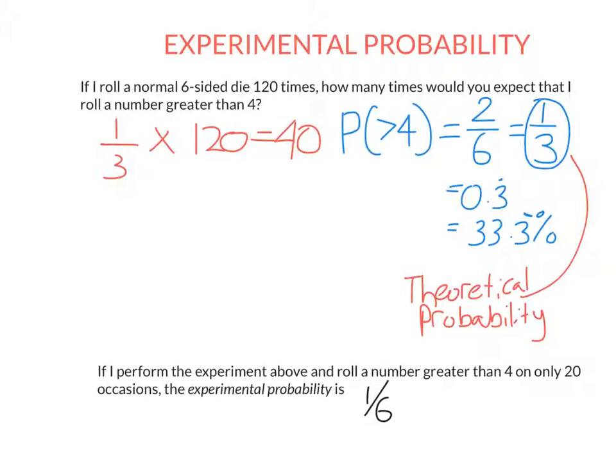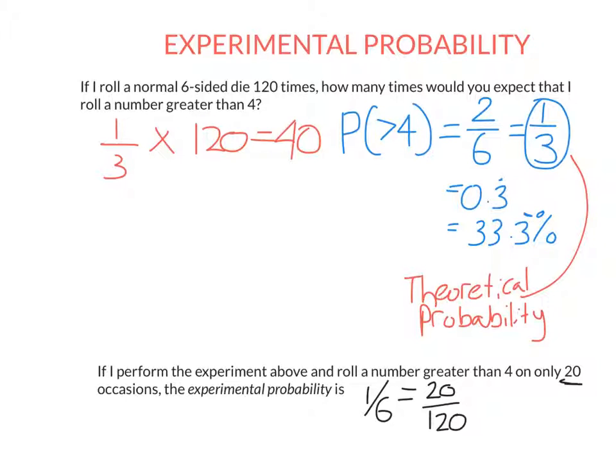So let's say I actually did roll the die 120 times and got a number greater than 4 on only 20 of those 120 rolls. Then the experimental probability is 1/6. That's just the number of times it did occur over the total number of trials. So the point here is experimental probability and theoretical probability need not be the same.